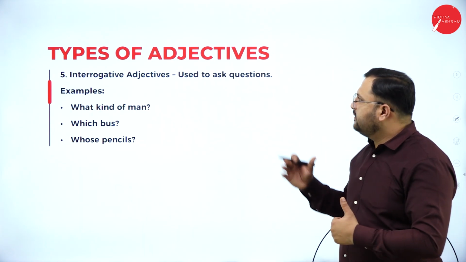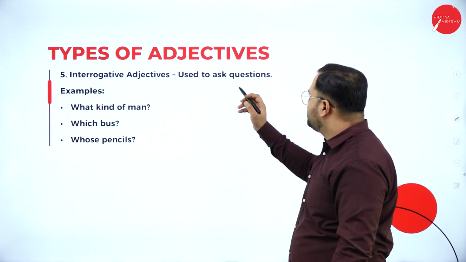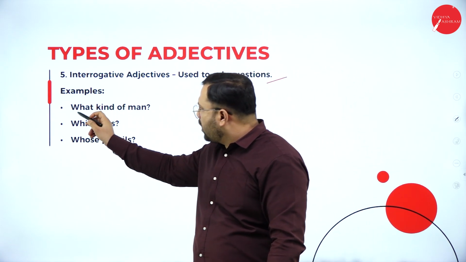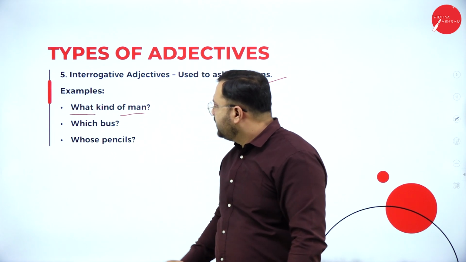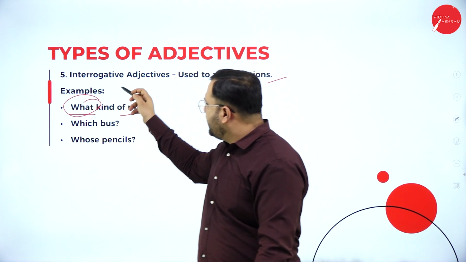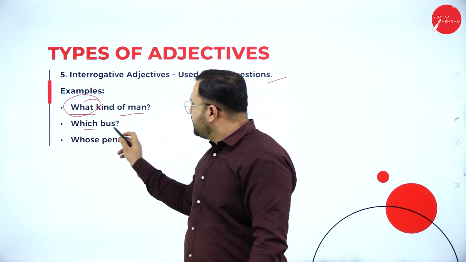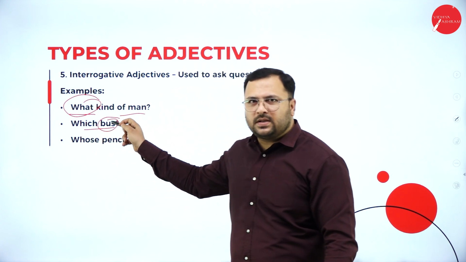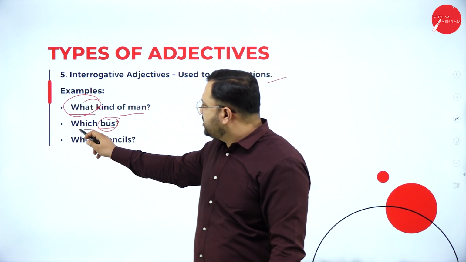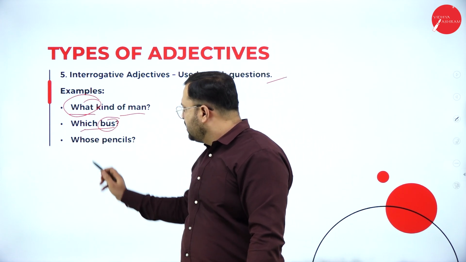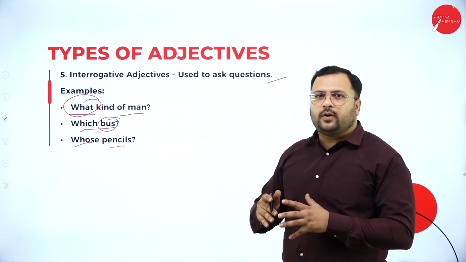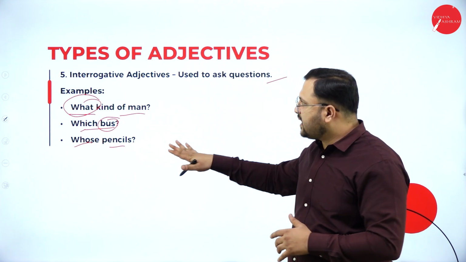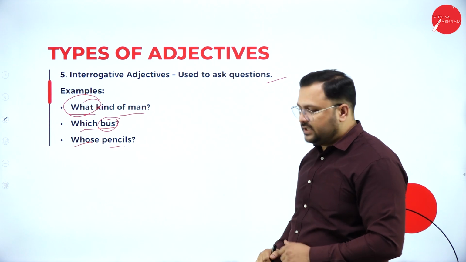Then interrogative adjectives. They are used to ask questions. Example, what kind of a man? So what is an interrogative adjective? Which bus? Bus, and we are inquiring about some bus. So therefore, which is an adjective in this sentence. Whose pencil? When you go in detail about adjectives, you will find all these things. So these are examples of interrogative adjectives.